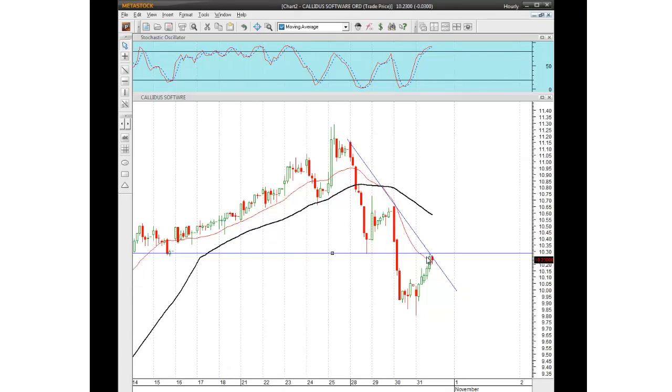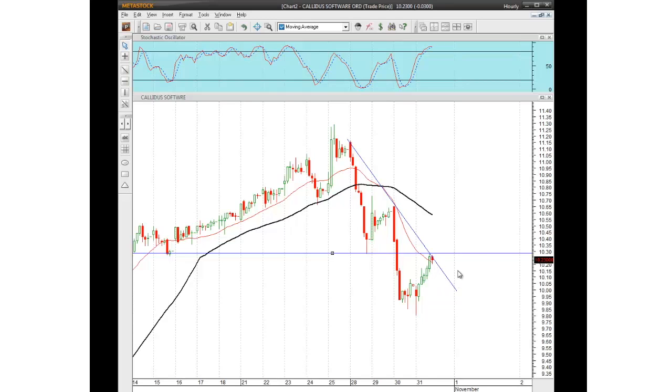So what I would do is I would wait to see whether price can clear these two lines, the downsloping trend line and the horizontal resistance line. If price can close above that, I'm in, which would be about 1032, 1033. If not, I'm going to wait.